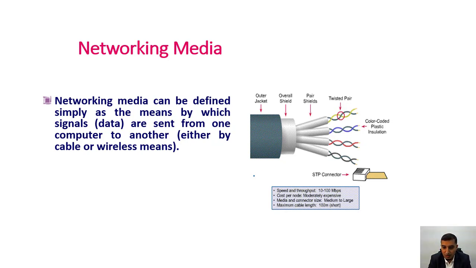If you have ever seen a network cable, it is basically one cable that has 8 different wires. These wires are twisted pairs. The twisting of the wires is there to remove electromagnetic interference. So the network media can be defined simply as the means by which data is sent from one computer to another, either by cable or by wireless means.